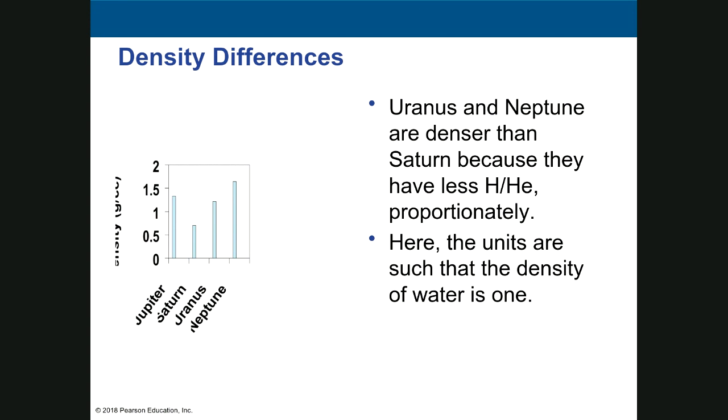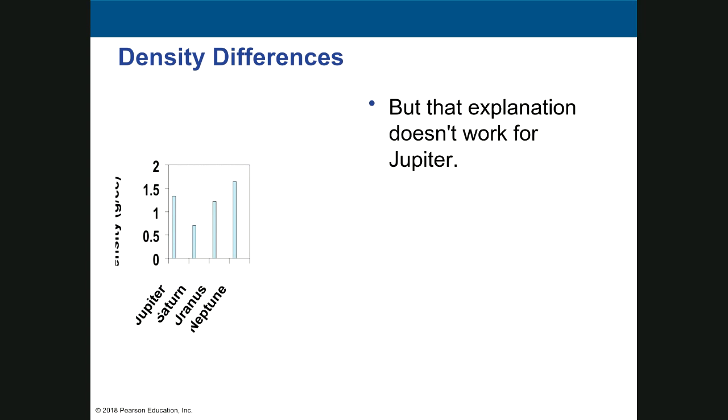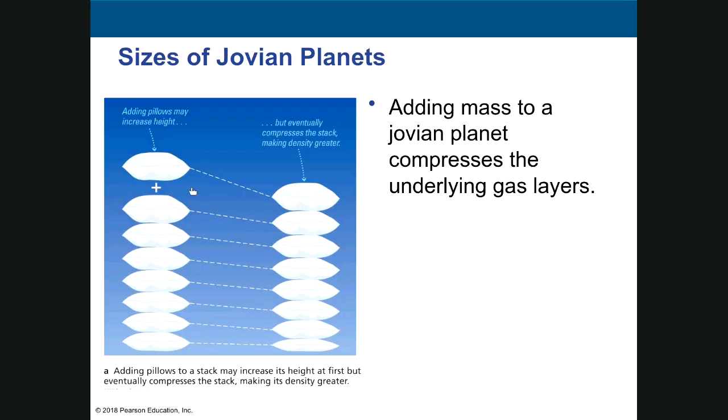Uranus and Neptune are actually denser than Saturn because they have less hydrogen and helium proportionally. And we can see the relative densities of those planets. And the interesting thing about density is compression, right? So Jupiter and Saturn look like they're about the same size, but if you stack pillows, eventually the more pillows you add, the smaller you look, right? Because you'll flatten out those pillows. And so Saturn, which seems like it's almost of equal size to Jupiter, is deceptive in its mass because Jupiter is so much more massive that all that gas gets compressed.